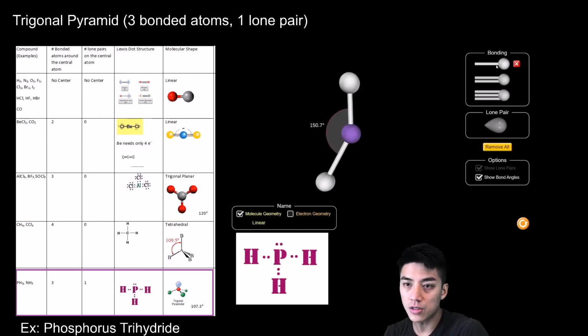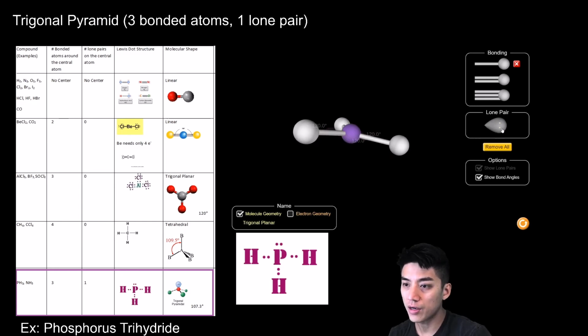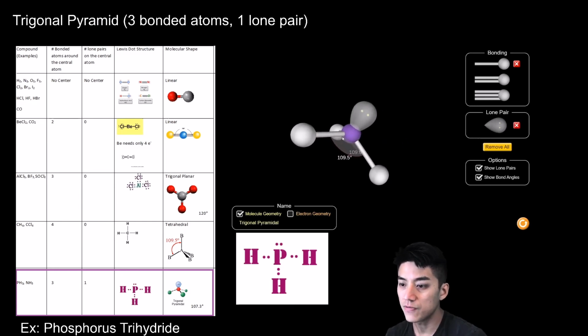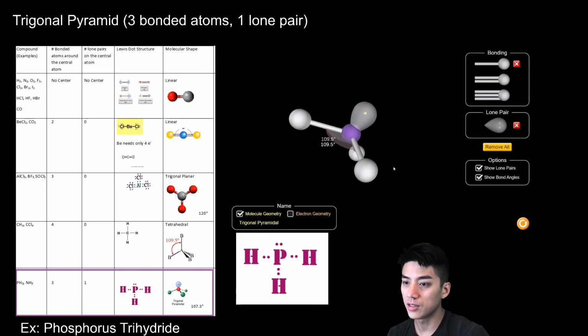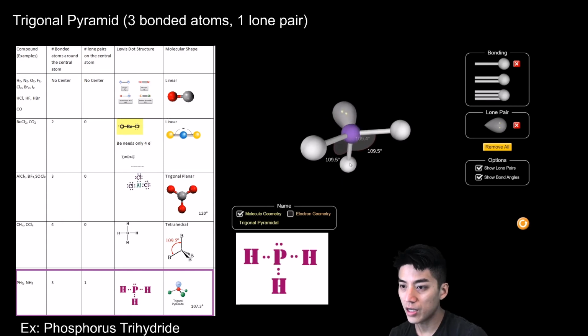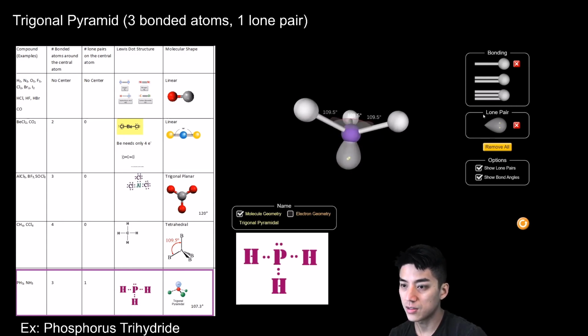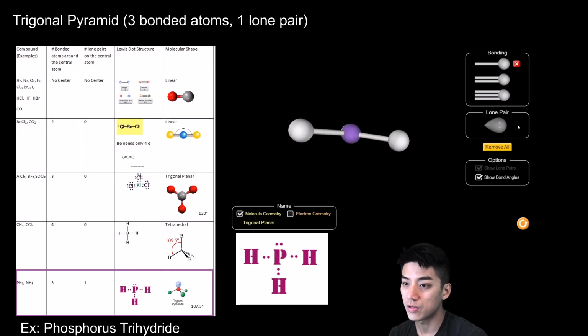So this shape here is called trigonal pyramid, which has 3 bonded atoms and 1 lone pair, and this is not to be confused with trigonal planar. As you can see, I'm rotating through. We have 3 bonded atoms and 1 lone pair, and the bond angle is 109.5. Okay, so this would be like phosphorus trihydride, which falls in this pattern.